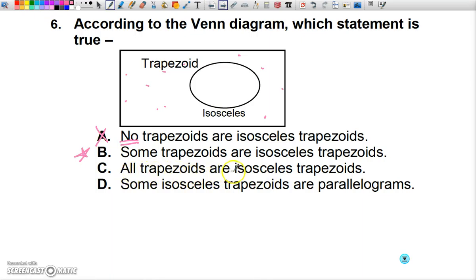C, all trapezoids are isosceles trapezoids. Well, if it was all, you would have isosceles trapezoids out here and then just trapezoids in here. Then we have some isosceles trapezoids or parallelograms. Where is this even coming from? Like, it's not even part of this at all. Like, what in the world? So we are going with B.